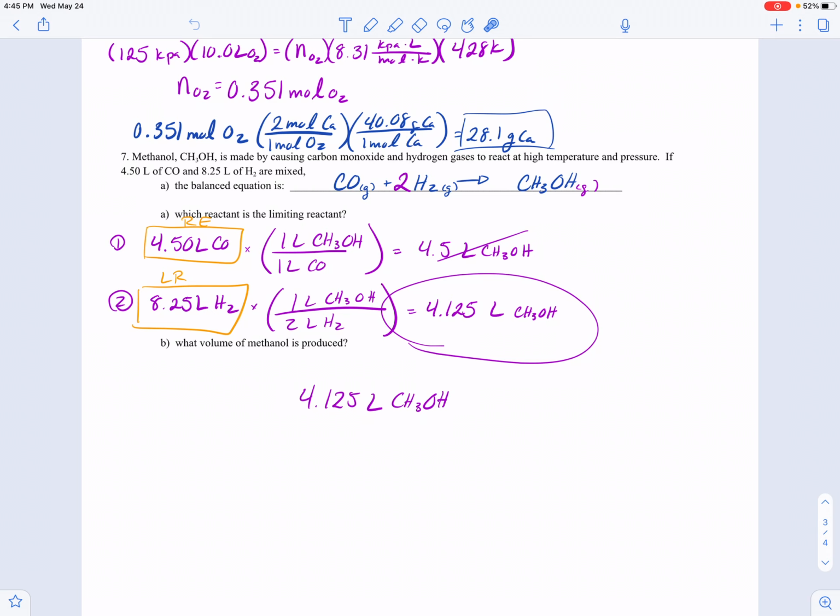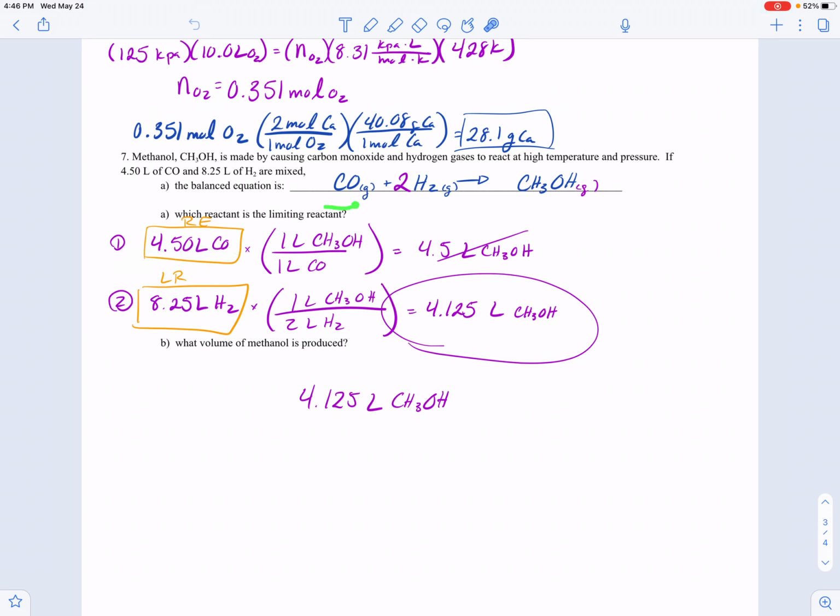So in this particular case, you have 4.5 liters of carbon monoxide reacting, and you also have 8.25 liters of hydrogen gas reacting, and it's asking you basically which of those is going to limit your reaction. So which of those is going to limit the amount of methanol that you can make. So in this case, again, I treat it as two problems. So I'm going to start with my 4.5 liters of carbon monoxide.